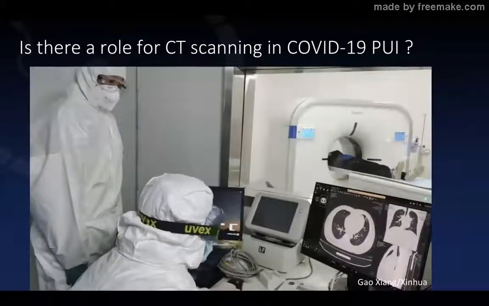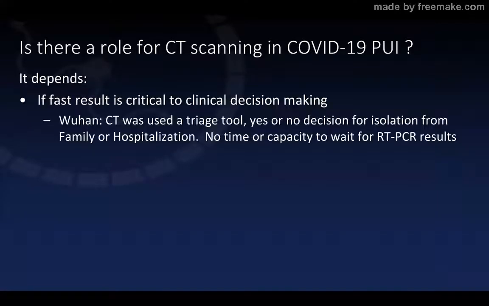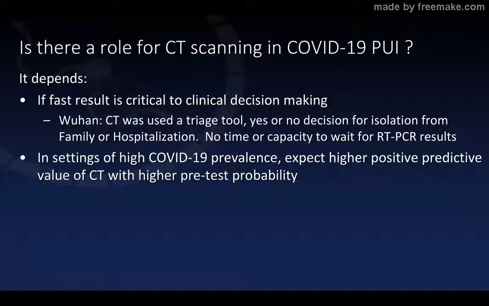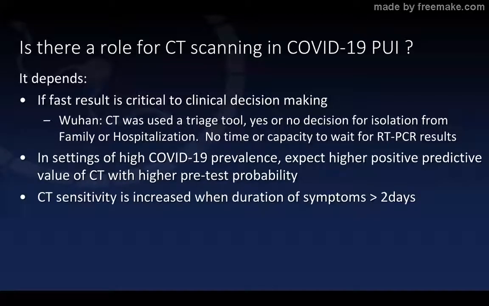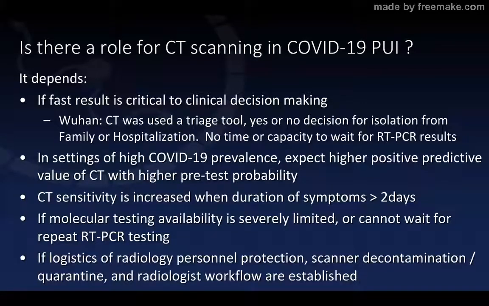So is there a role for CT scanning in COVID-19, for a person of interest under investigation? I think it depends. If the result is critical to clinical decision-making: in Wuhan, CT was used as a triage tool when the healthcare system was overwhelmed and patients were rapidly isolated from their families. In the setting of high COVID-19 prevalence, a higher positive predictive value is expected given high pretest probability. And CT sensitivity is increased when duration of symptoms is greater than 2 days. It is also useful if molecular testing is severely limited, or if logistics of protection, scanner decontamination, and radiologist workflow are well considered and established.